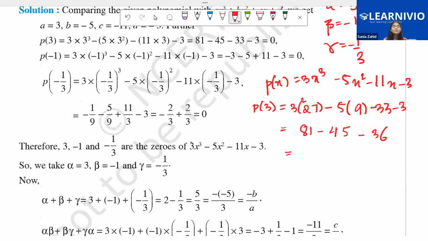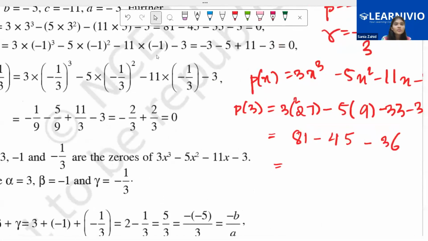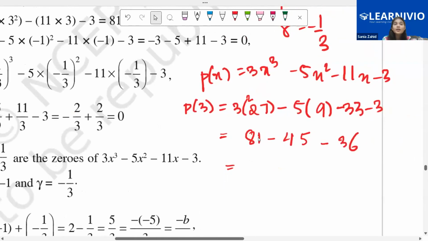Okay, no problem. So please now focus on the class. What I'm teaching you is that you have to verify the relationship. So how do you verify the relationship? Okay, so we have 3 is the value, 3 is one of the zeros. So you just need to put the value of 3 and get 0 as your answer, right? So that's what we are doing.